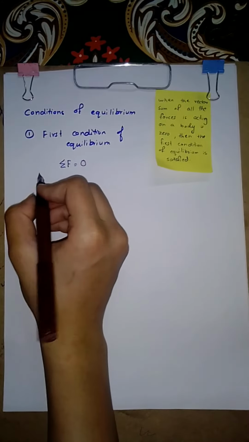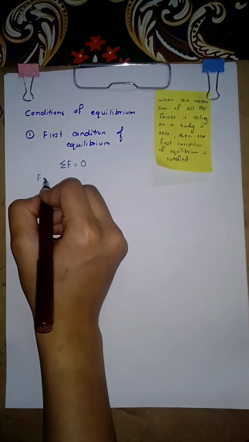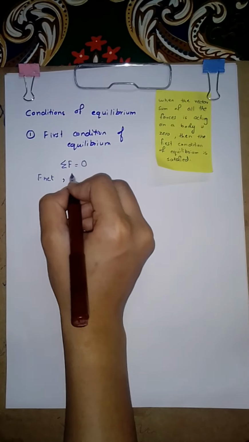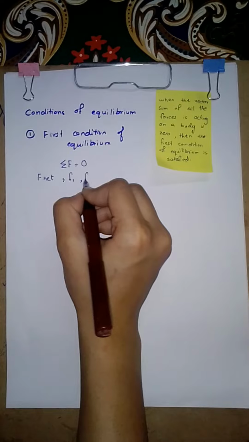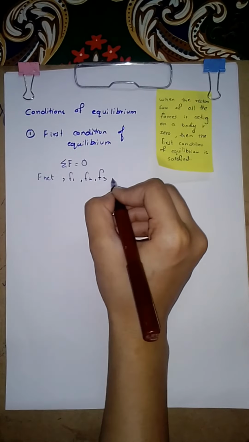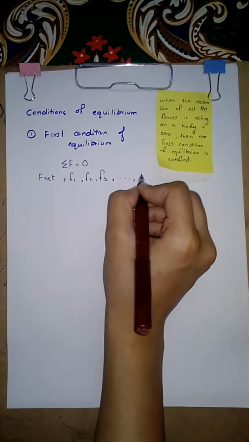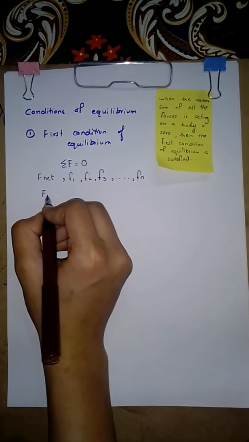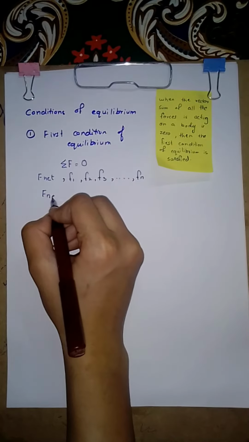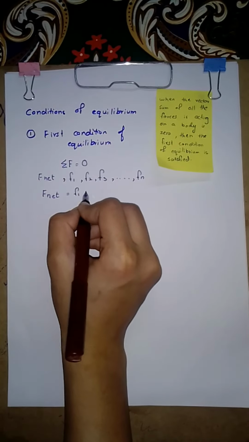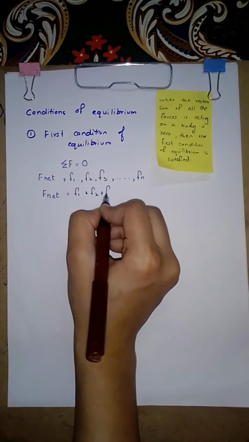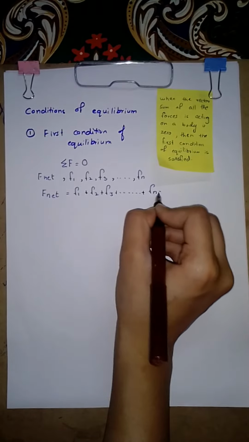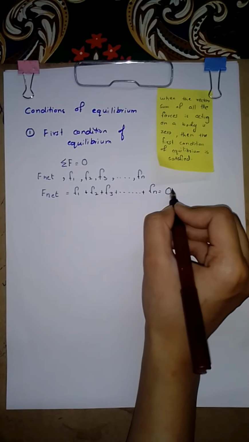So mathematically, if F net is the sum of the forces F1, F2, F3 up to Fn, therefore F net is equal to F1 plus F2 plus F3 plus up to Fn, and all the sum should be zero.